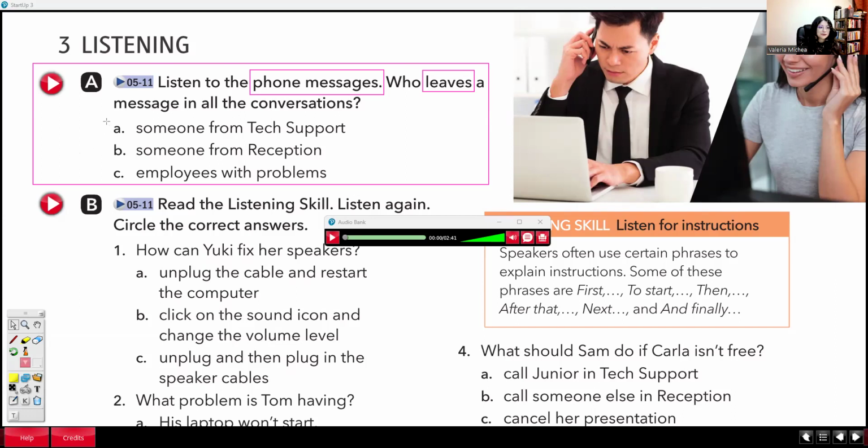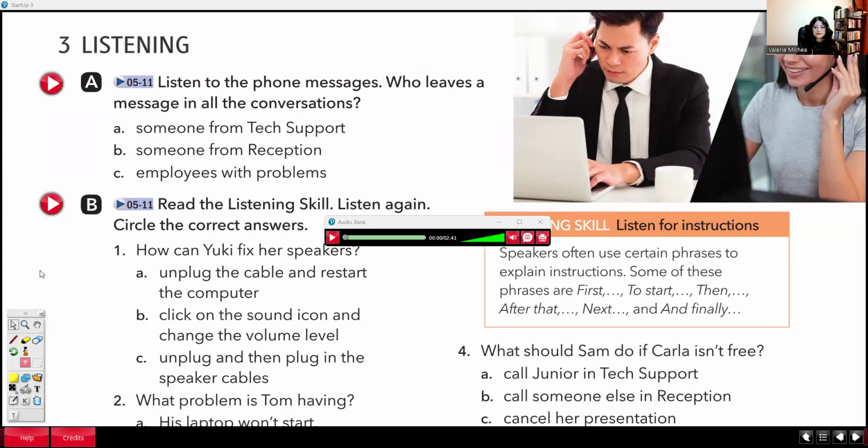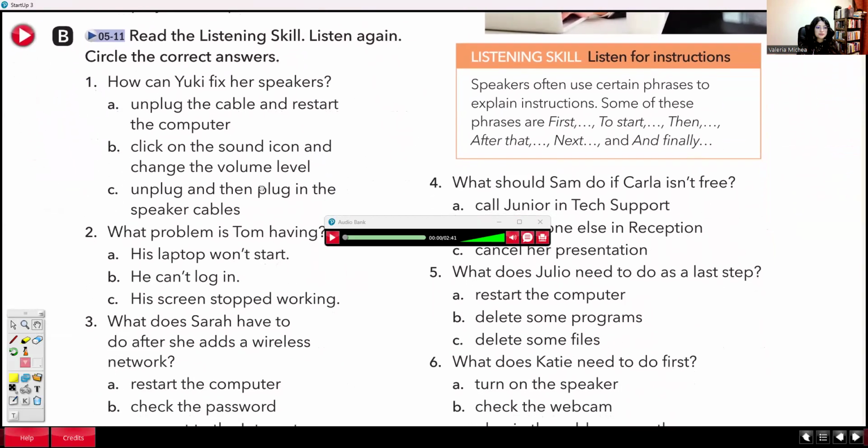We have a clear winner, which is A, and it's definitely true. So we are talking about messages that someone from tech support left. It was not the same person all the time, so that's why it may get a little confusing. But yeah, it was someone from tech support always trying to solve some problems that people are having with the devices, right? So that's the main idea. Now let's move on to the next part of the listening exercise here.